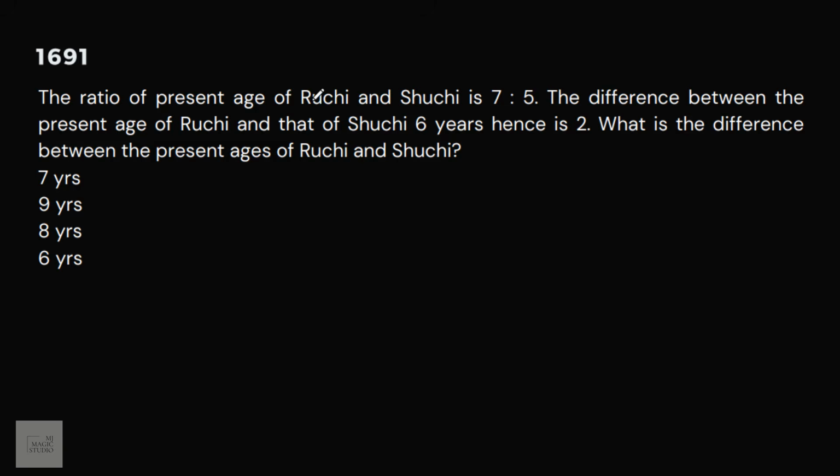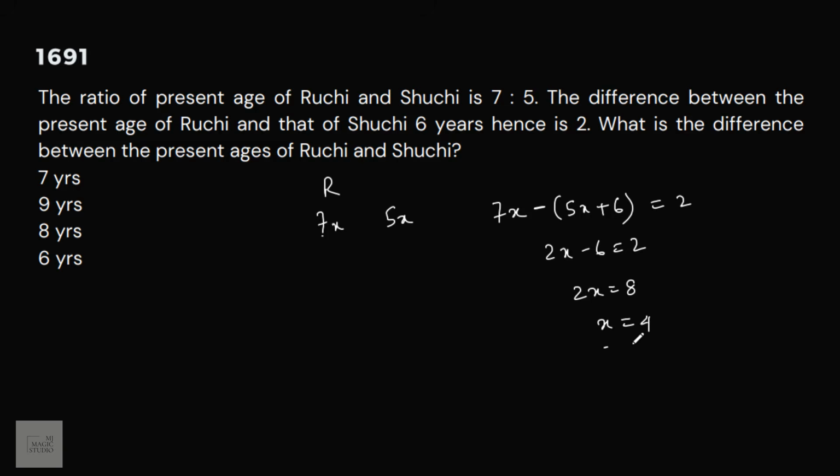The ratio of present ages of Ruchi and Suchi is 7 to 5. The difference between the ages 6 years hence: Ruchi is 7x, and Suchi is 5x plus 6. This is equal to 2. That means 2x minus 6 is 2, 2x is 8, x is equal to 4.